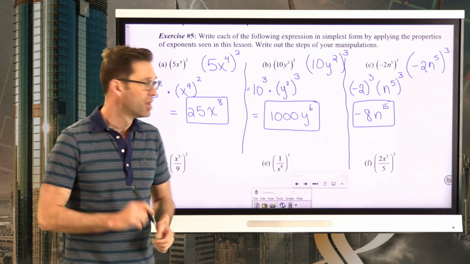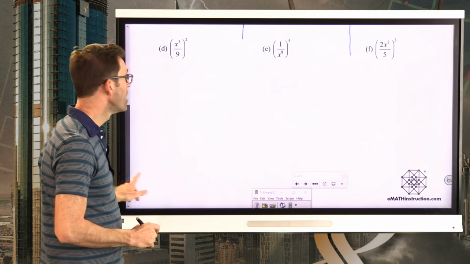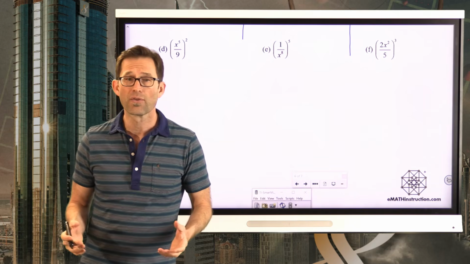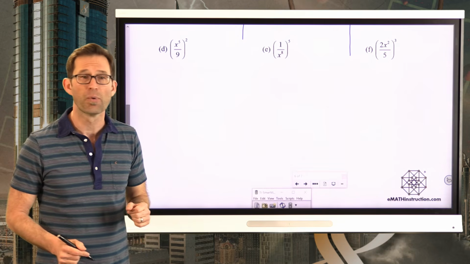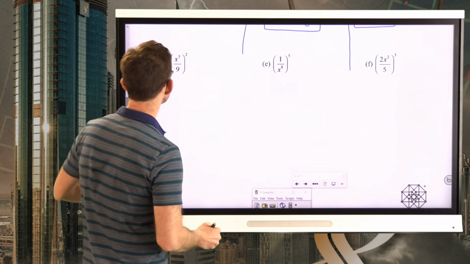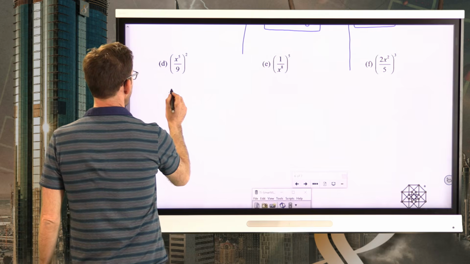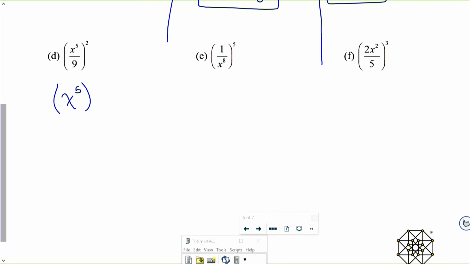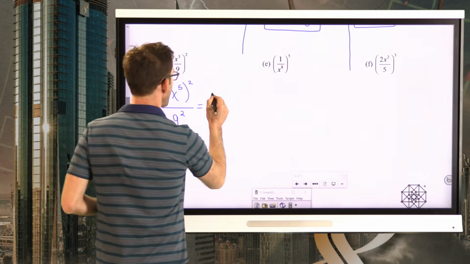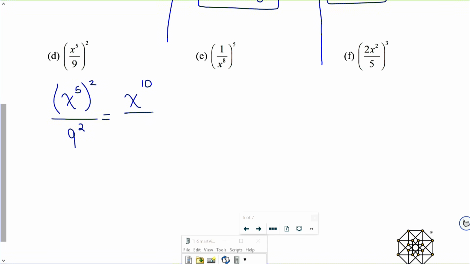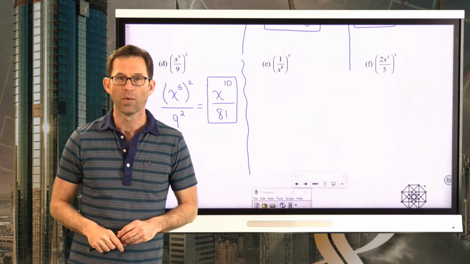All right. Let's take a look at some quotients. Now with quotients, they work just like products. In other words, each part of the quotient, the top and the bottom of the fraction, should have that exponent applied to them. So when I have x to the 5th divided by 9 squared, that should be x to the 5th squared divided by 9 squared. All right. Now, x to the 5th squared, we pop into that exponent property that says multiply the two exponents. And of course, 9 times 9 is 81. So x to the 10th divided by 81.